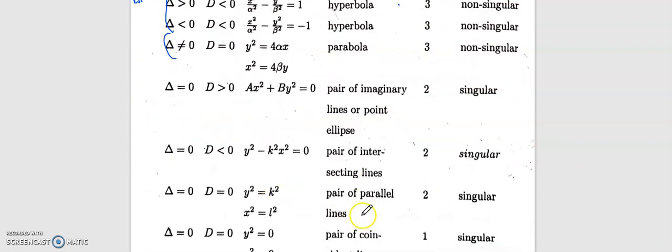Now, these are the cases where delta is not equal to 0. Delta not equal to 0 ആകുമ്പോൾ നമുക്ക് conic ആയിരിക്കും കിട്ടുക. Let us look at the different classifications when delta is equal to 0. Okay. So when delta is equal to 0 and d greater than 0, we will get an equation of the form ax square plus by square equal to 0. So that is a pair of imaginary lines or a point ellipse. So here you will get a pair of imaginary lines.